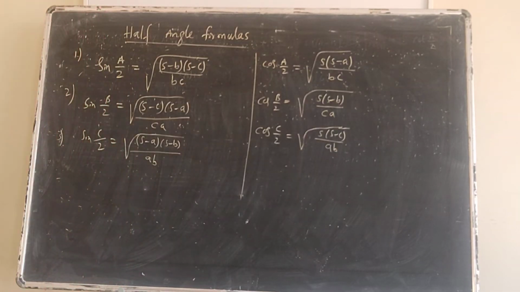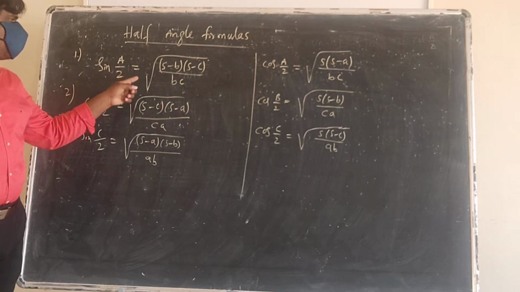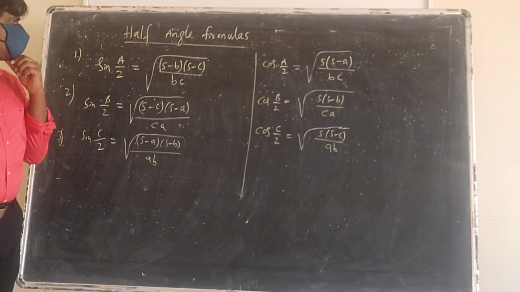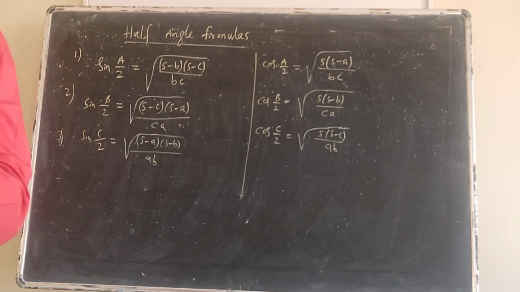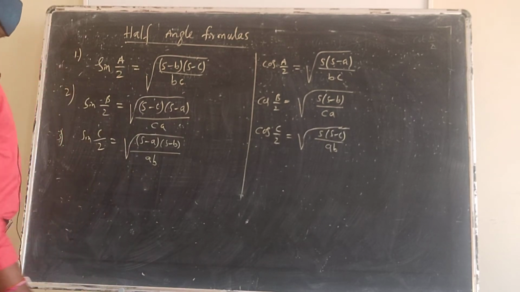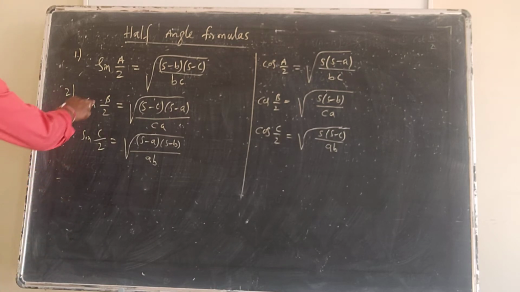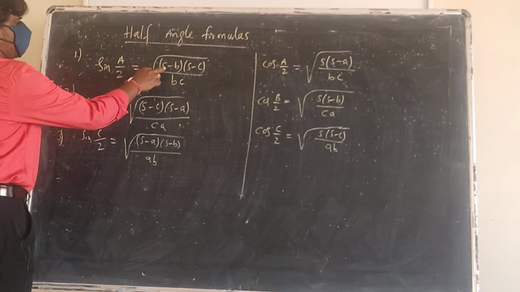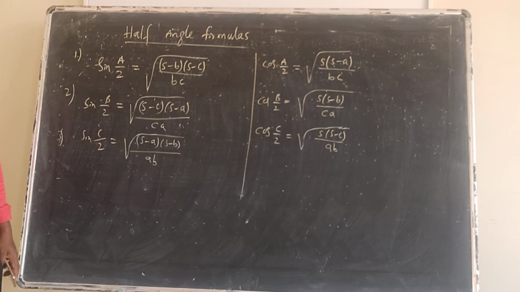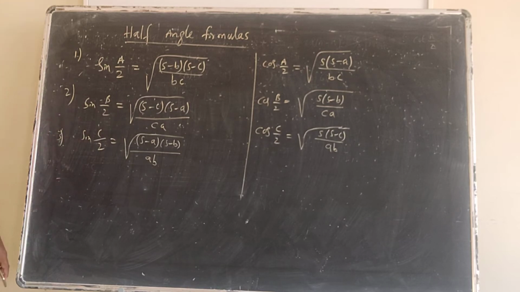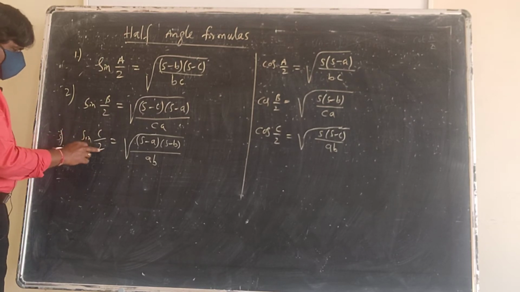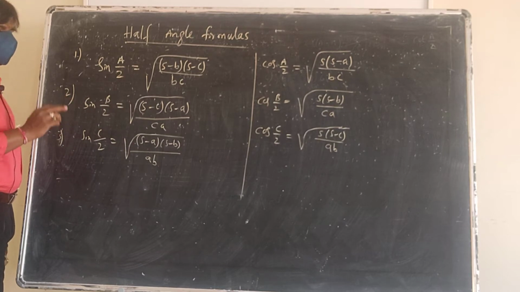Next topic is the half angle law, the half angle formulas. Sin A by 2 is equal to the square root of (s minus b) into (s minus c) by bc. You wrote it down, I'll explain once. Sin A by 2 is under root of (s minus b) into (s minus c) by bc. Sin B by 2 is equal to square root of (s minus c) into (s minus a) by ca. Sin C by 2 is equal to under root of (s minus a) into (s minus b) by ab.